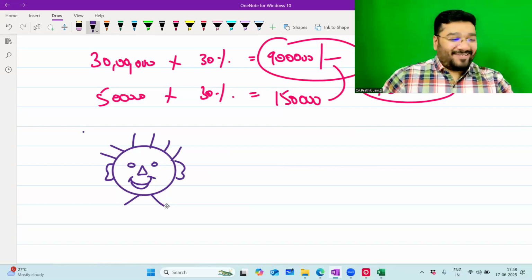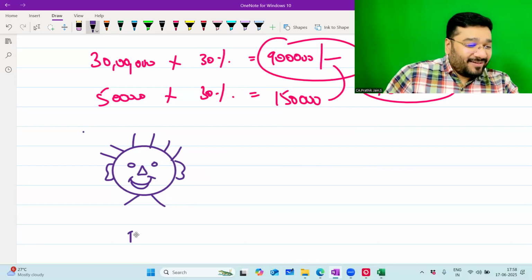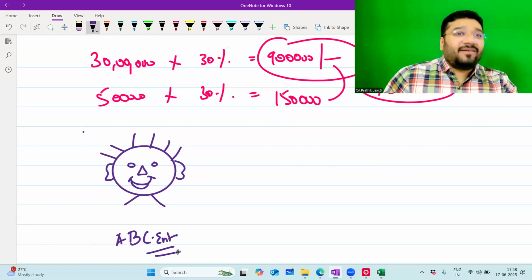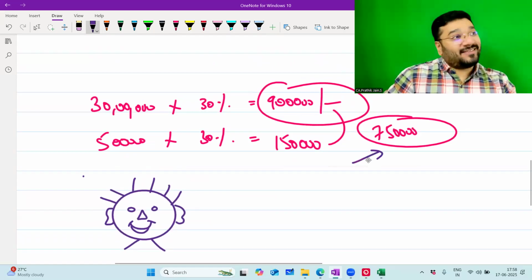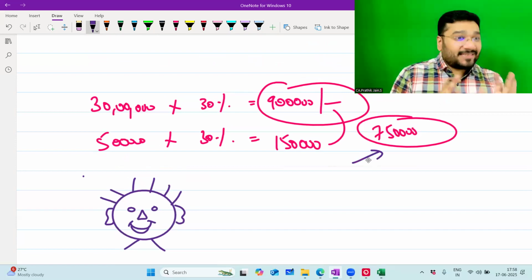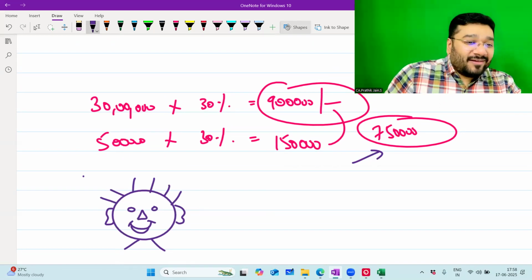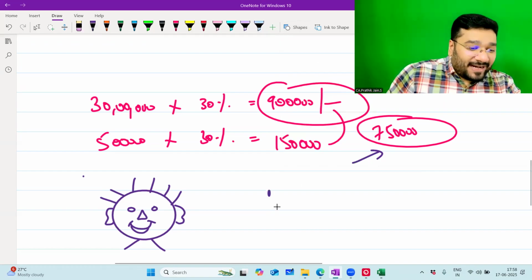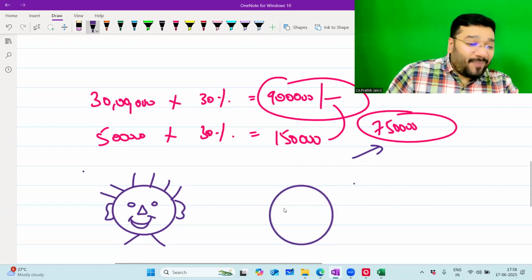Happy? He is very happy. Who is he? ABC Enterprise. Very happy because he has saved 7.5 lakh rupees of tax. 7.5 lakh tax in those days. It is like 75 crores today. That much tax we have saved. Okay. Which is that other Mahatma who's very sad? More specifically, which government? Income tax department.